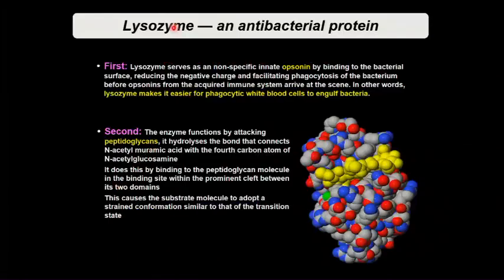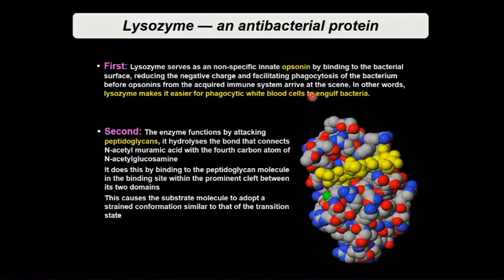Okay, come to the enzyme, lysozyme. That's an antibacterial enzyme. Here is a depiction of the enzyme. What is depicted in yellow is not part of the enzyme, but part of the substrate. And this enzyme serves as a non-specific innate opsonin by binding to the bacterial surface, reducing the negative charge and facilitating phagocytosis of the bacterium before opsonins from the acquired immune system arrive at the scene. In other words, lysozyme makes it easier for phagocytic white blood cells to engulf bacteria, and the importance of this we will come to later in this lecture.